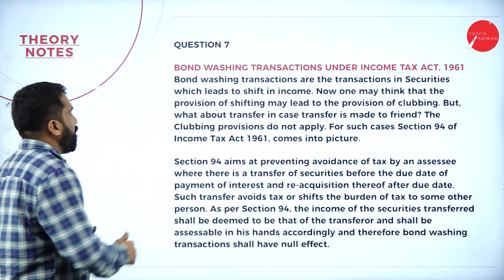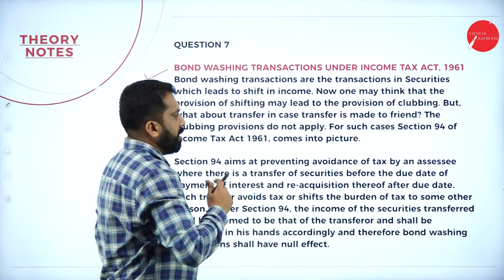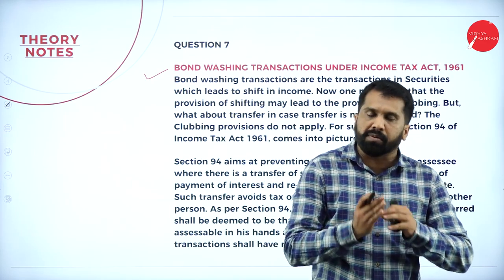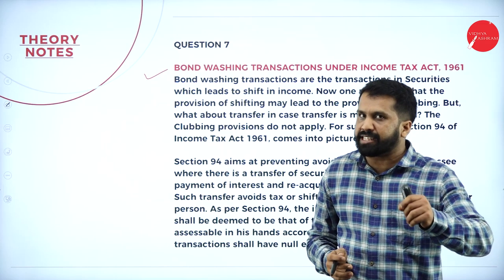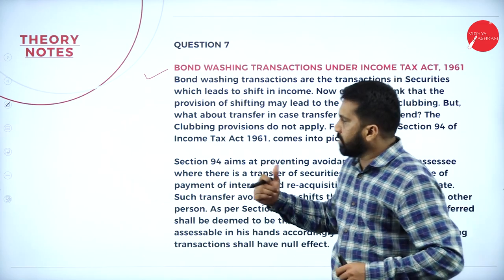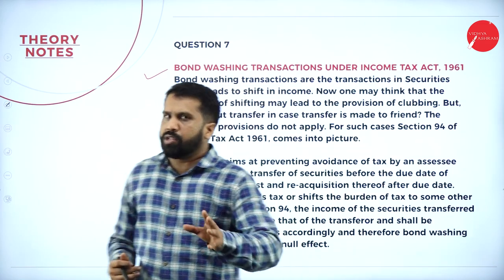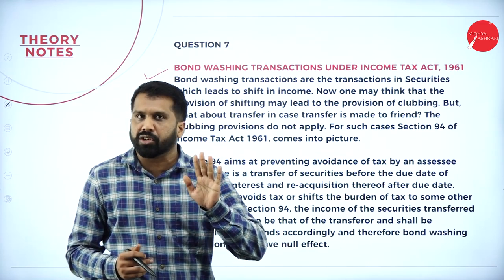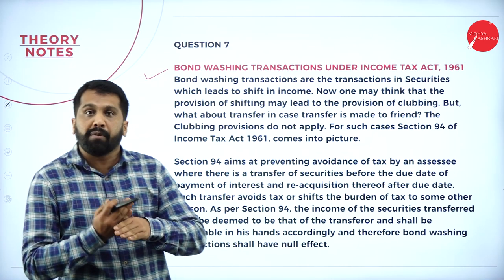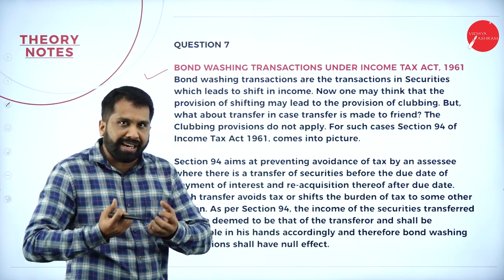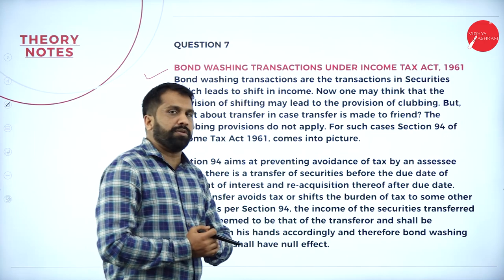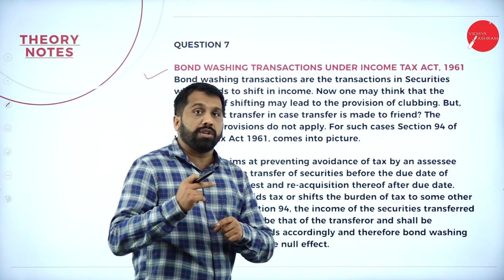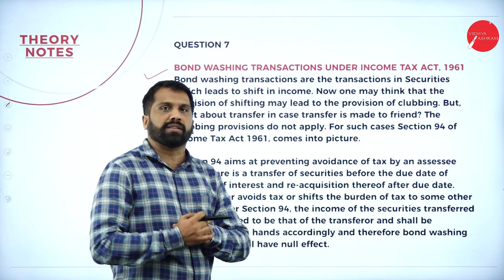Question number 7, bond washing transaction. As I told you, what is bond washing transaction? In your normal concept class itself, again I'll explain, I'll repeat that. What bond washing means is very simple. You are having one share certificate, you are having one debenture bond. Normally what happens, whenever the due date comes, you will collect interest. Whenever the due date comes, you will collect dividends. What are you supposed to do? You have to pay tax on that.